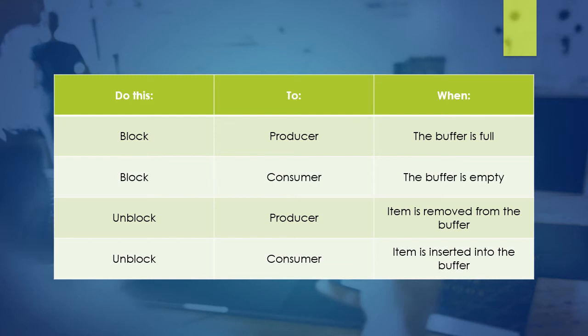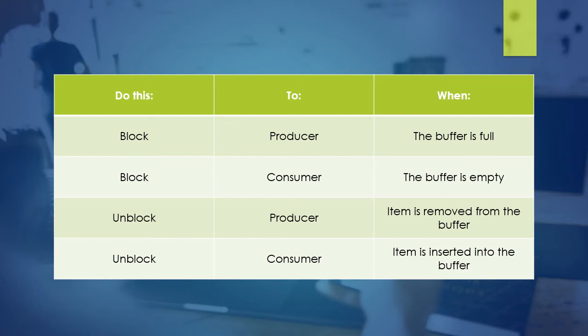Why do we need to do that? Because if the buffer is full and the producer goes on appending more data to the buffer, there is a possibility that the producer will write a new data item on an old data item, and this will result in loss of the old data item, which we do not want.